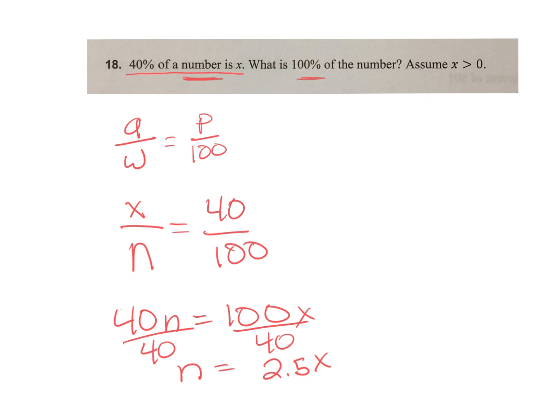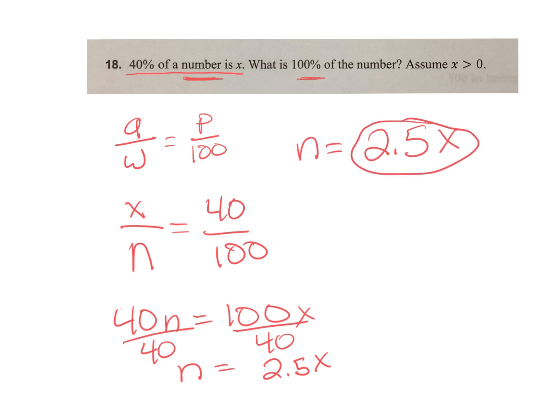So 40% of a number is X. And so what is the number? The number is 2.5x. It's 2.5 times x. So here is your answer.